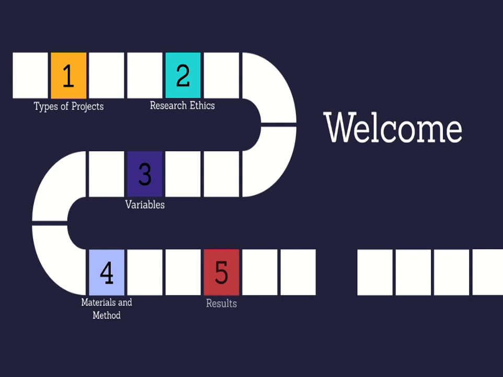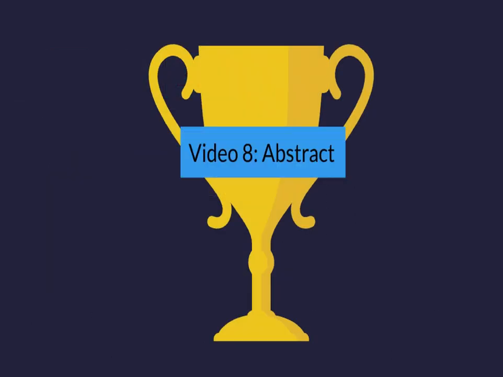In Video 5, we looked at how to present results. In Video 6, we looked at the discussion of results. In Video 7, we took a closer look at writing up your project report. Now, in this video, we will show you how to write a winning abstract. This is the last video in this series of online support tutorial videos on how to do an Expo project.